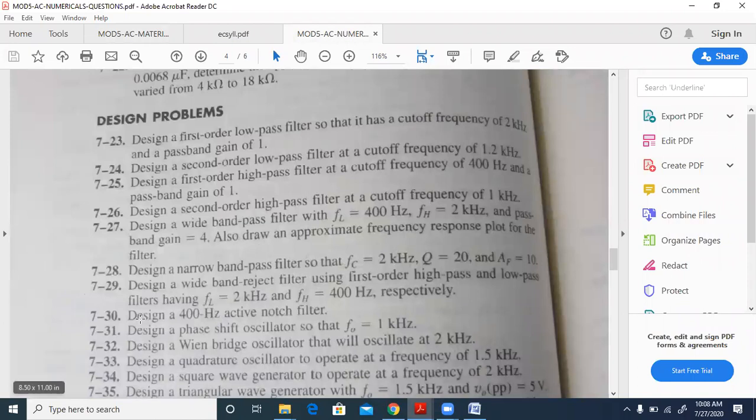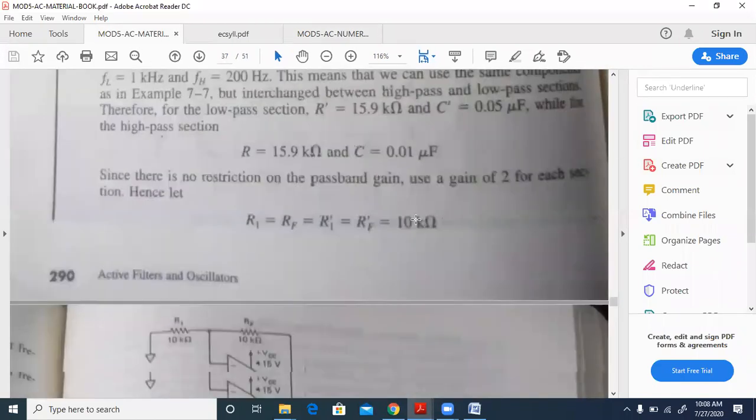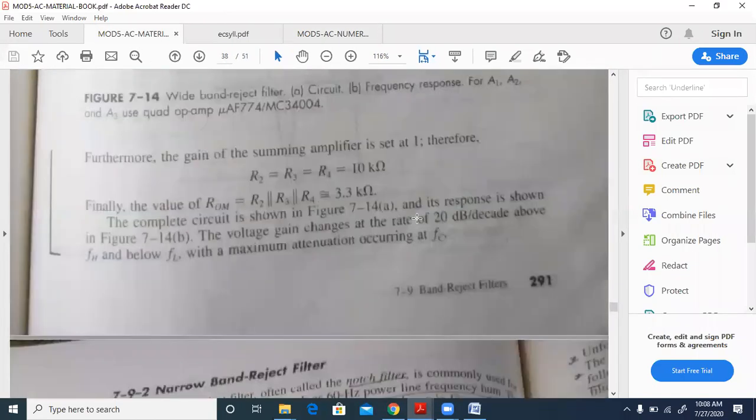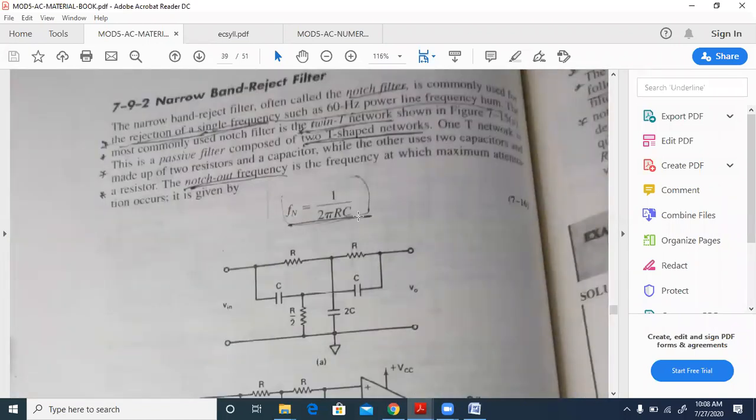Then you have the design a 400 hertz active notch filter, right? So then you go for the next topic, narrow this thing. Fn is equal to 1 by 2 pi RC. Choose the value of C, find the value of R. All throughout, if you see, it is this formula only. FL, FH, okay, Fn, whatever, Fc, whatever. You have this formula only.